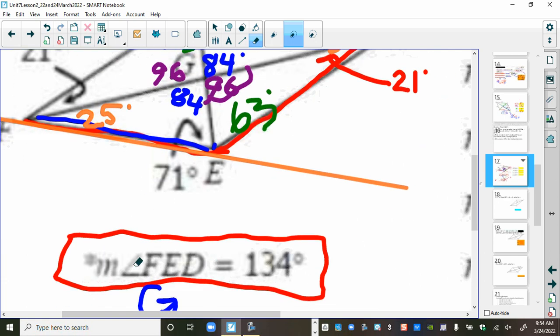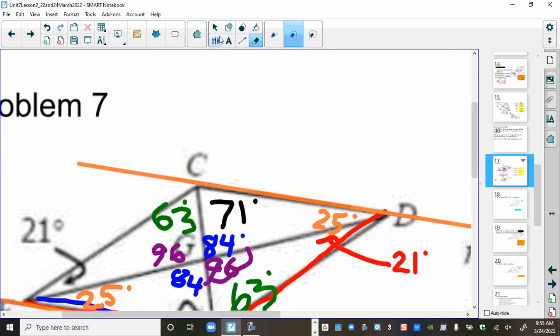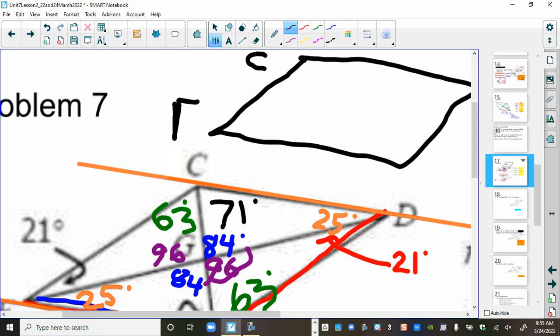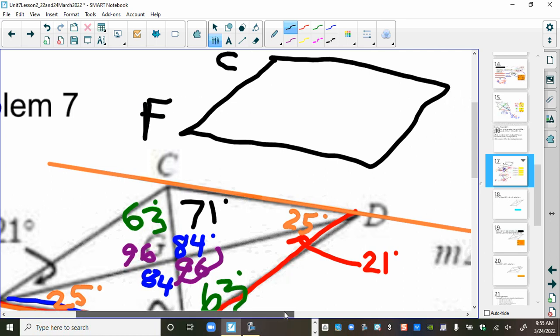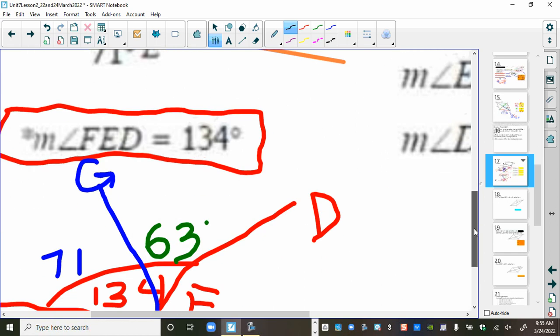Because from last time, we said the key was right here. FED was 134. Now, if we want, what you might want to do is draw another parallelogram. But here's how we're going to label it. Bless you. And we said FED was 134, yeah?